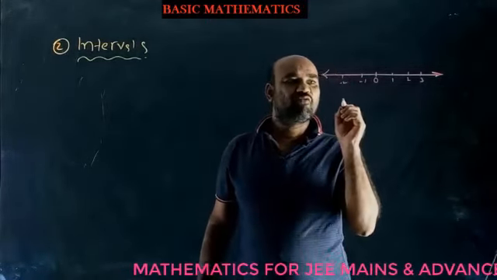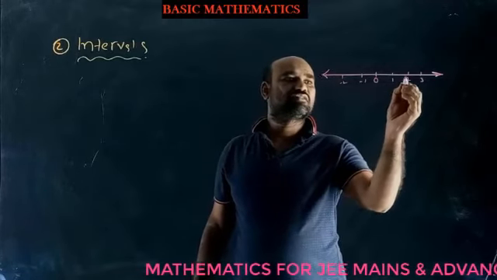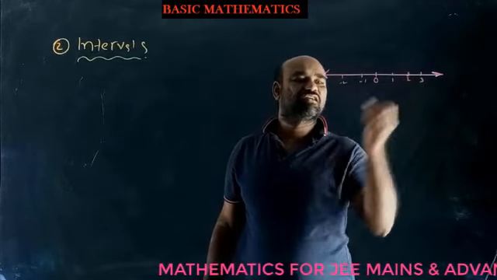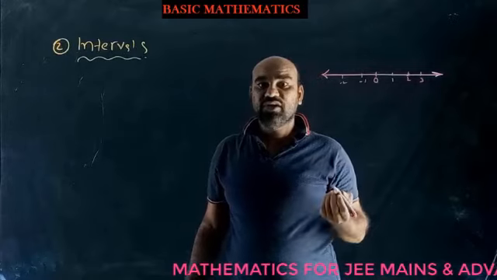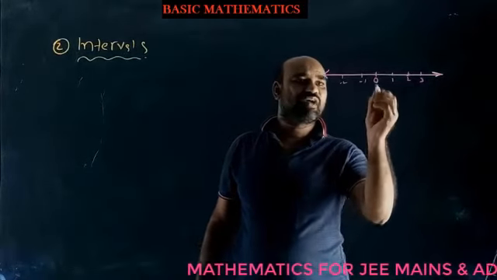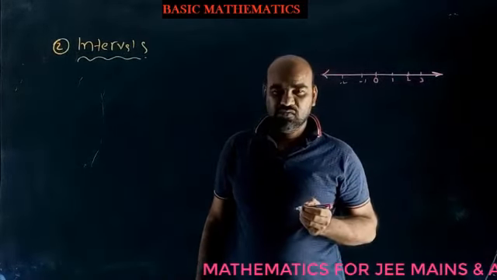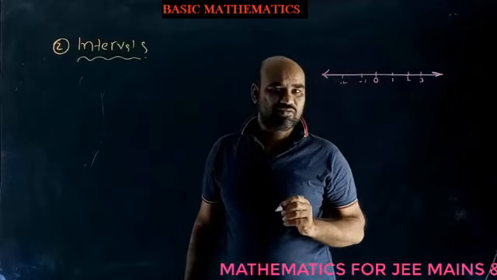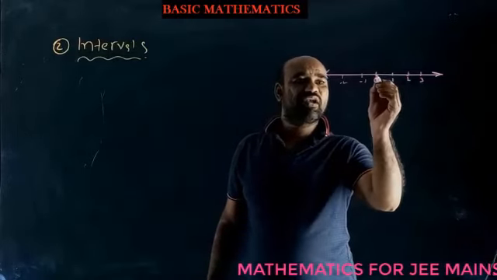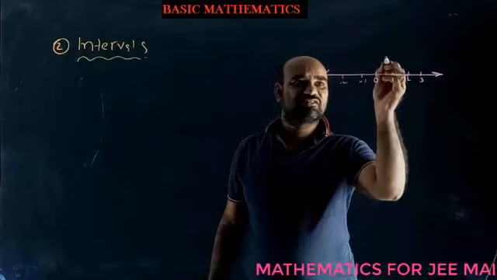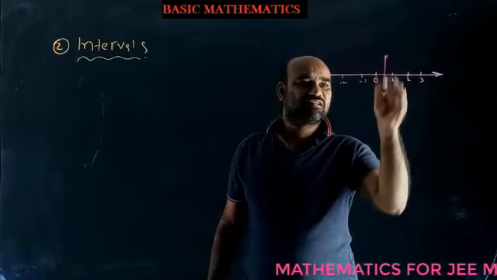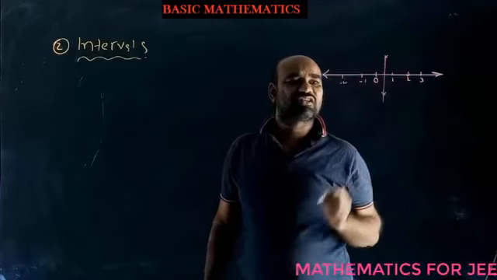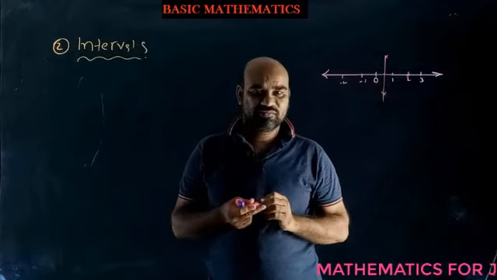For example, we want to identify where 2 is here. We want to identify where 1 by 2 is, somewhere in between 0 and 1. We want the exact location of 1 by 2. We need to draw the perpendicular bisector of this line segment. So this is the exact location of 1 by 2 on the number line.